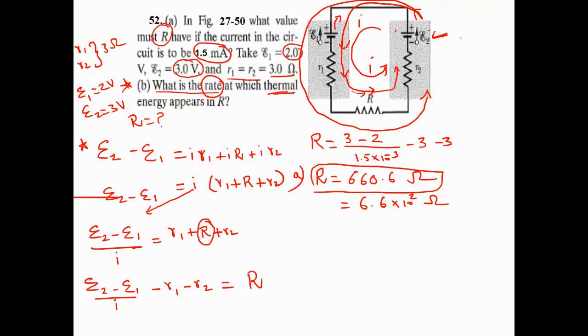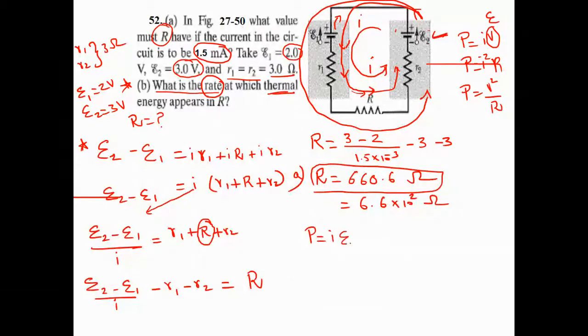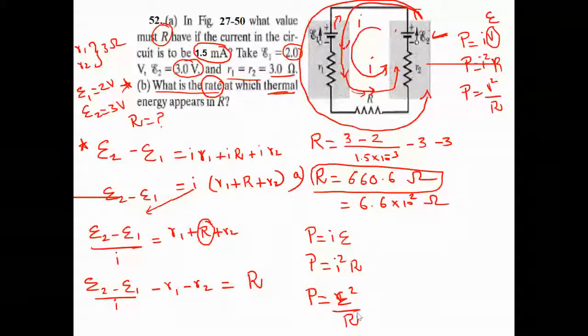How many formulas do you have for power, my dear? In the last chapter we studied three forms: P equals IV, P equals I squared multiplied by R, and P equals V squared over R. Am I right? All these three formulas we studied. Here, please don't consider this V; it is nothing but your EMF. So you can write P equals I multiplied by EMF, P equals I squared multiplied by R, P equals EMF squared over R. Clear?